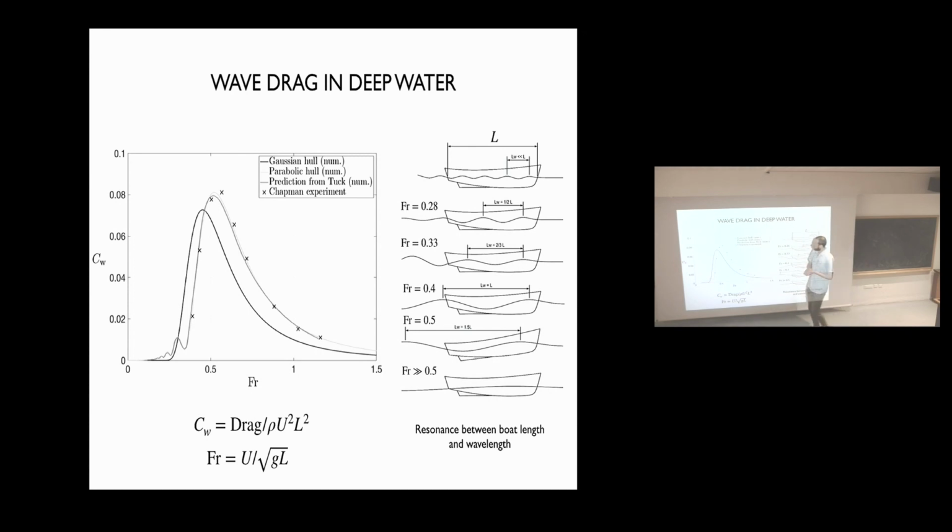Basically, this drag has a characteristic peak around Froude number half, both according to theory and observed in experiments. What's happening is if the Froude number is very small, you create waves which are very short wavelength. If the Froude number is very large, you create long wavelengths. You'll see that behind a speedboat. You get these big long waves. And there's some spot in the middle, around Froude number half, where you get a resonance between the boat length and the wavelength. And that's associated with a peak in this wave drag.